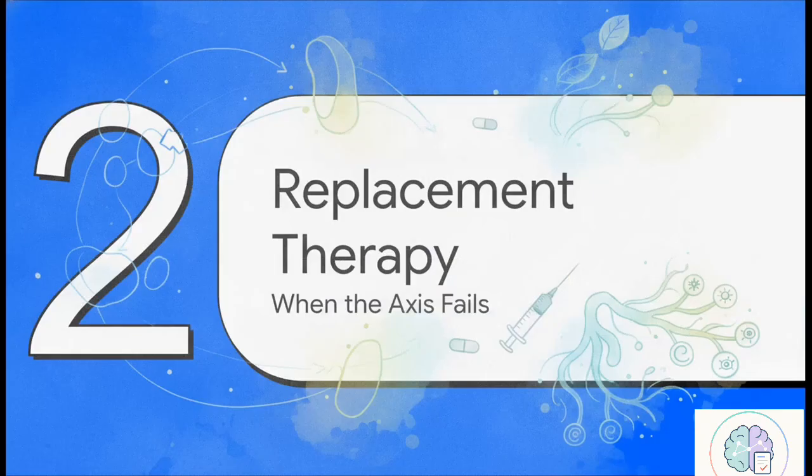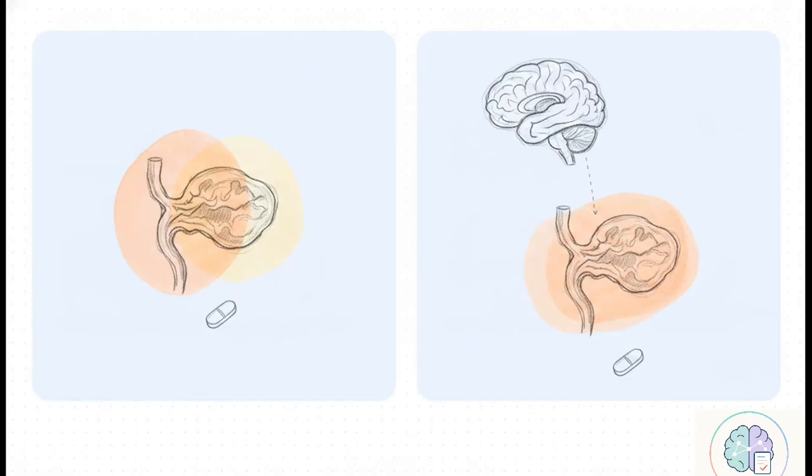Moving on to Section 2, replacement therapy rules, when the axis fails. So what happens when this beautiful natural system breaks down, and we actually have to step in with exogenous steroids? Well, we have to completely tailor our treatment based on exactly where the failure is happening. Say a patient has primary adrenocortical insufficiency. You probably know it as Addison's disease.